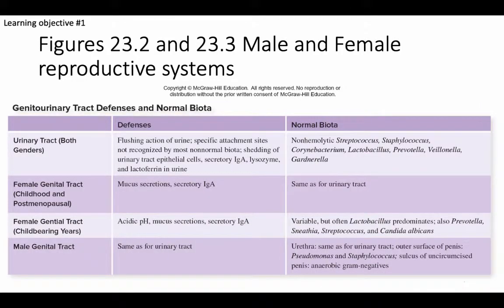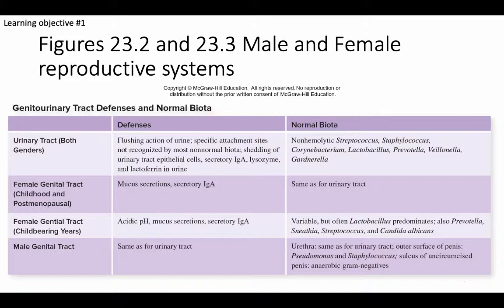Okay, so defenses of this system. First, in the urinary tract for both genders, the main defense is going to be the flushing action of urine. So having a liquid released from the host makes it very difficult for microbes to enter via the urethra. There are also very few attachment sites that microbes would be able to adhere to in this urinary tract. And every time we urinate, we lose hundreds of thousands of epithelial cells. So this constant shedding of epithelial cells is yet another way to prevent microbes from adhering and getting established.